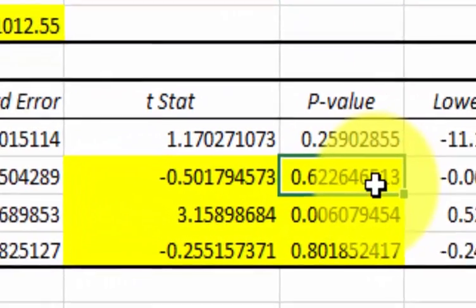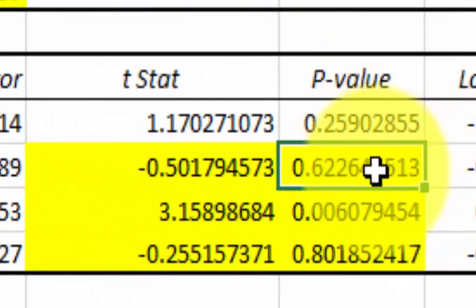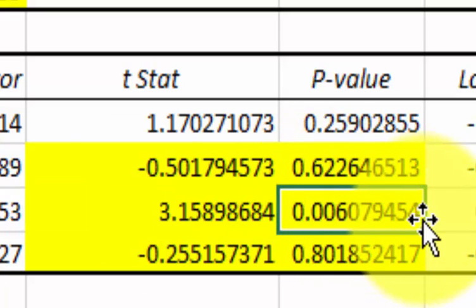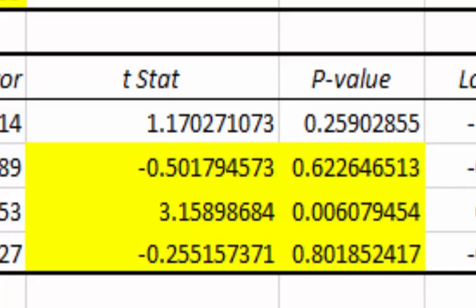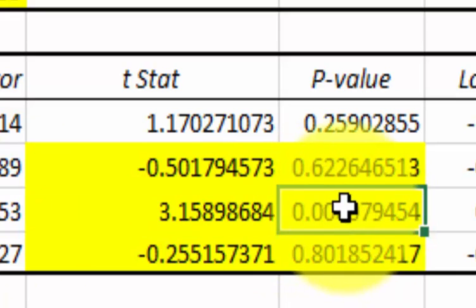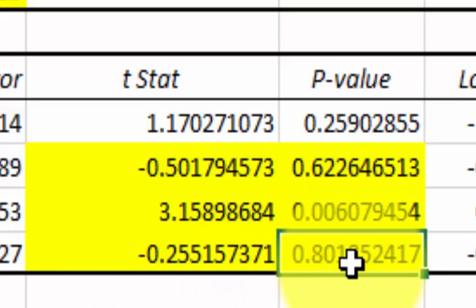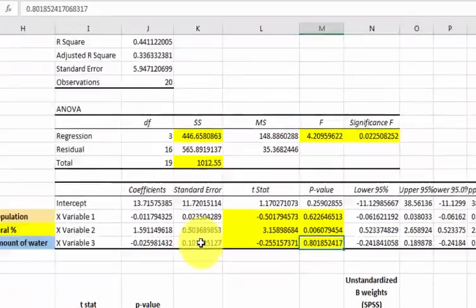So population, the p-value is greater than 0.05. So therefore, population is not a good predictor of UFO sightings. Percent of rural is, right? The p-value is less than 0.05. So the percent of the people that live in the country is a good predictor of UFO sightings, and the amount of water is not, again, because that p-value is way bigger than 0.05. So I think we have enough information.